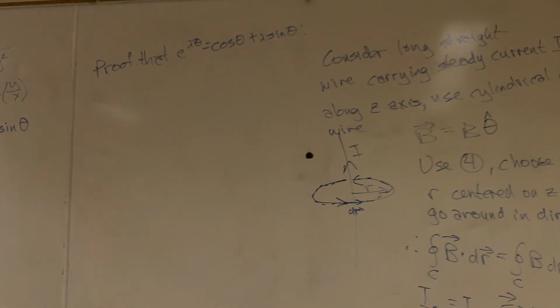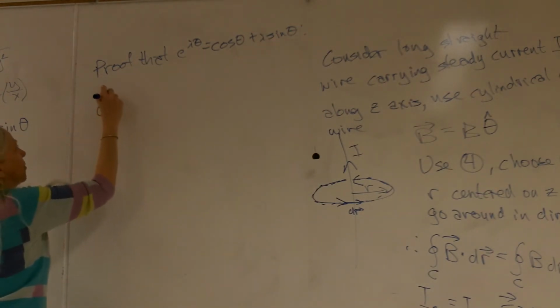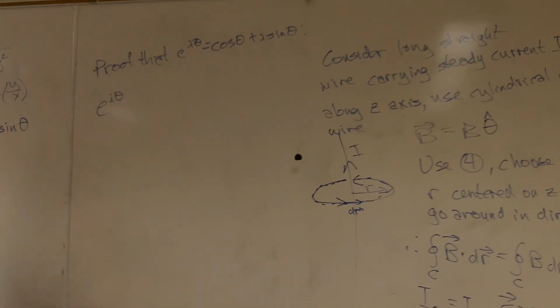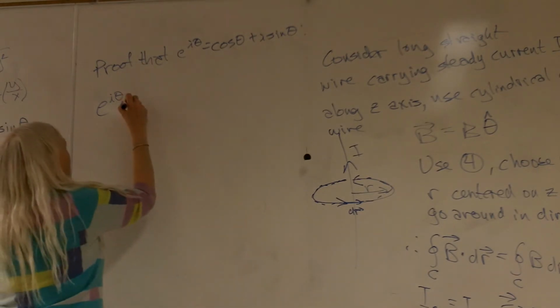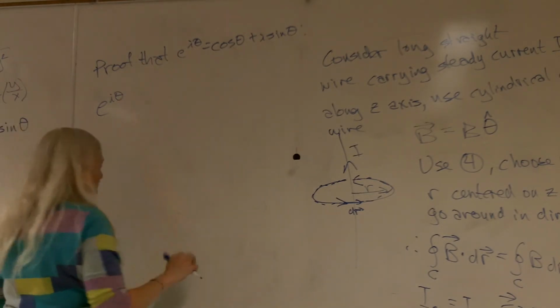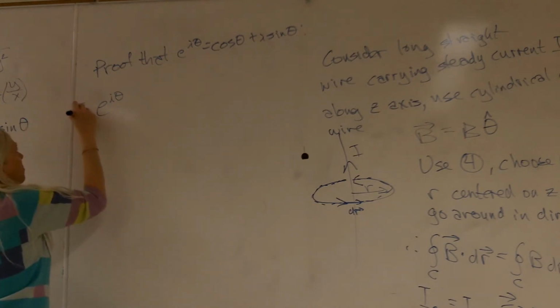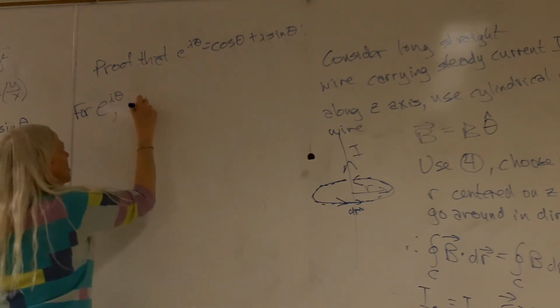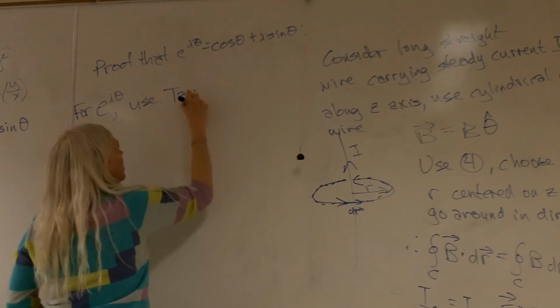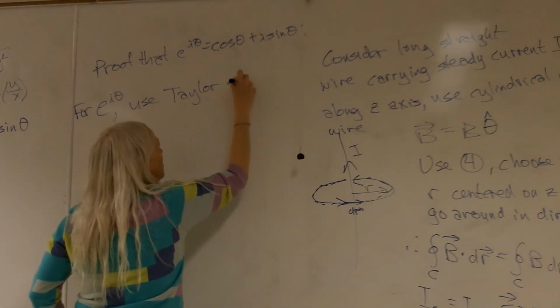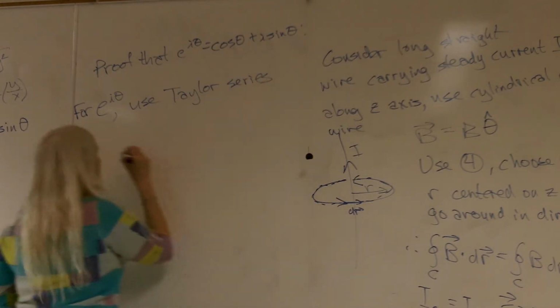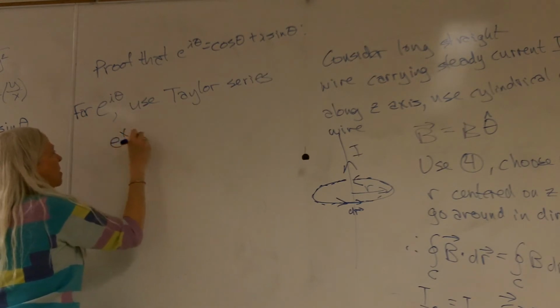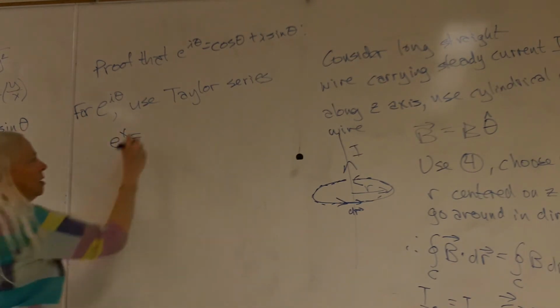Okay, so e to the i theta. Sometimes we'll refer to this as a complex exponential, because it has a complex number, i, in the exponent of this exponential. To write this expression, let's use the Taylor series. e to the x for any number x.